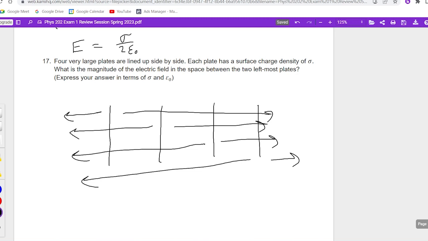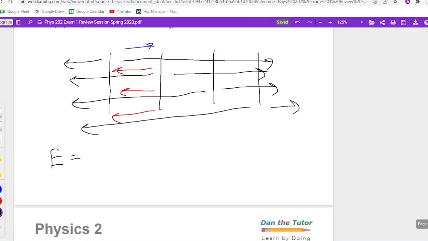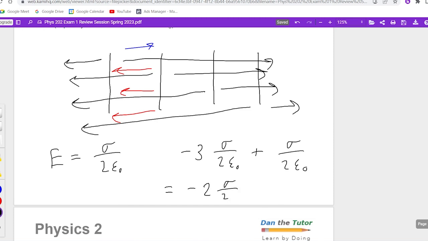So if I consider the space right here, in between the left two plates, look at what I've got here. I've got 1, 2, 3 arrows pointing left and 1 arrow pointing to the right. So in other words, and we know each individual electric field is sigma over 2 epsilon naught. So essentially what I have here is the total is -3 sigma over 2 epsilon naught, because 3 are pointing to the left, plus 1 sigma over 2 epsilon naught, because there's 1 pointing to the right. So in other words, I'll get -2 sigma over 2 epsilon naught.